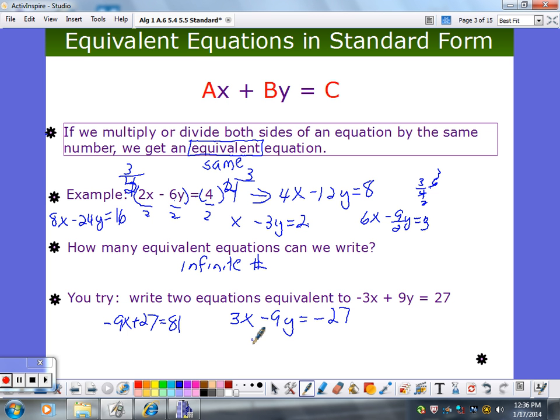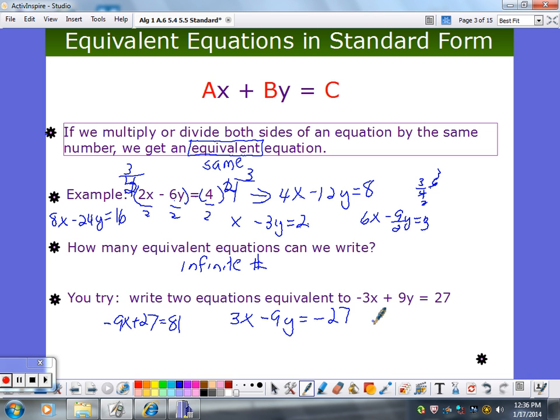Yeah, multiply through by negative 1 because that just flips our sign. I'm confused. Why did she do it by 3 and not negative 1? You get to choose whatever number you want. I'm just saying come up with 2 equivalent ones. Now we've got an infinite number of them. You may not have chosen the same one she did. So you can just do any number. Any number. Yes.